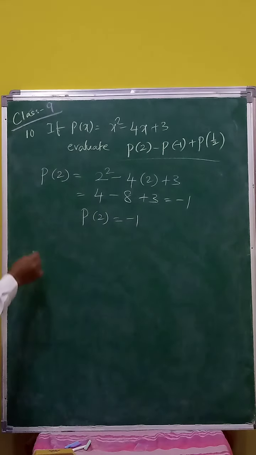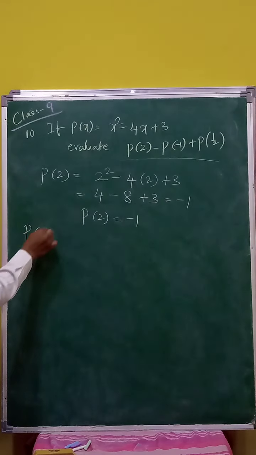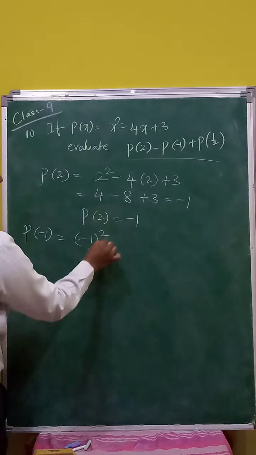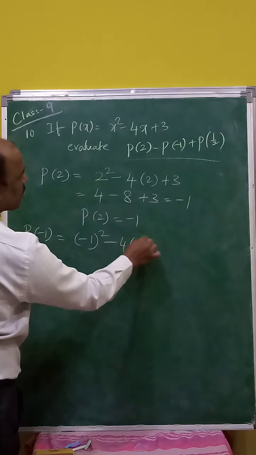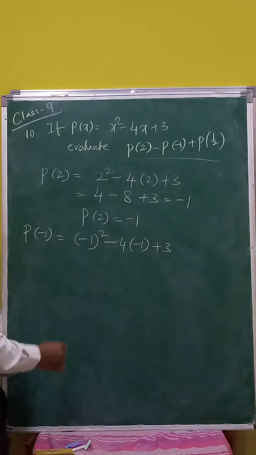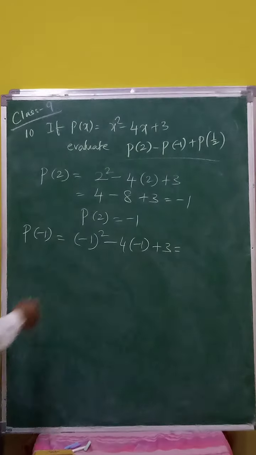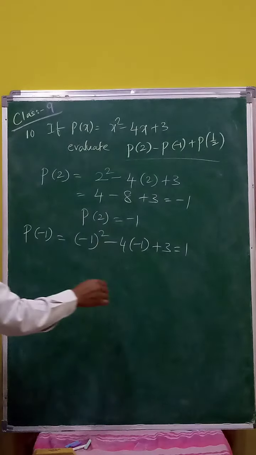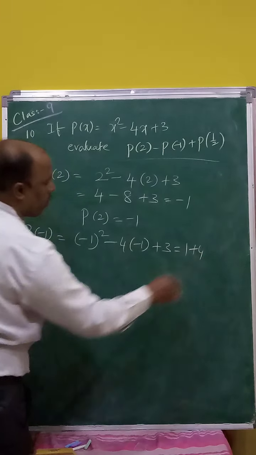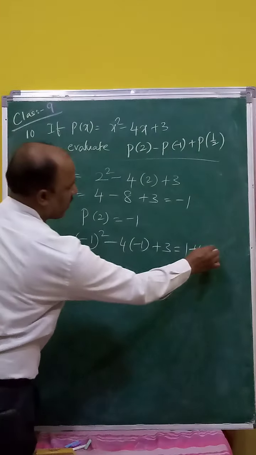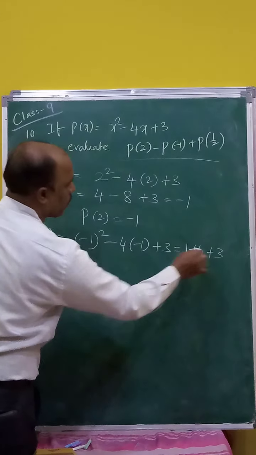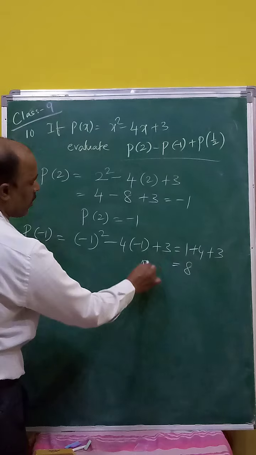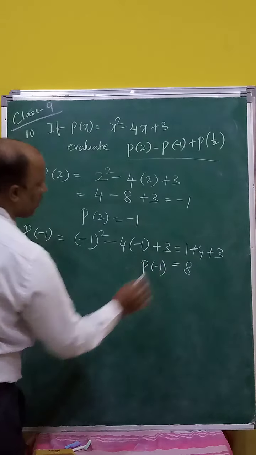Now we'll go for P of minus 1. That is the second term. Applying the same, minus 1 square minus 4 into minus 1 plus 3. Minus 1 square value is plus 1, minus into minus is plus 4, and last one plus 3. 1 plus 4, 5, 5 plus 3, 8. P of minus 1 is equal to 8.